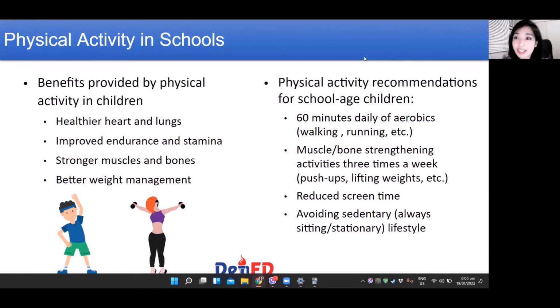In promoting healthy habits in schools, we should encourage physical activity, which improves heart and lung health. It improves our endurance and stamina, strengthens the muscles and bones, and helps us with weight management. The physical activity recommended for school-age children involves 60 minutes of daily aerobic exercise like walking and running, muscle and bone strengthening activities 3 times a week, such as push-ups or lifting weights, and reduced screen time, as well as avoiding a sedentary lifestyle.